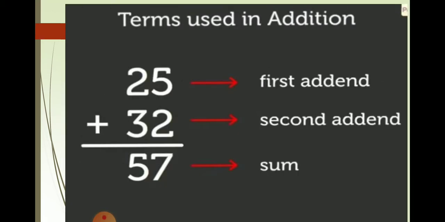The terms used in addition. You can see here we have added 2 numbers to get our answer. So the number that is added at first is known as first addend. The number that is added second is known as second addend, and the answer that we get after adding the numbers is known as sum.